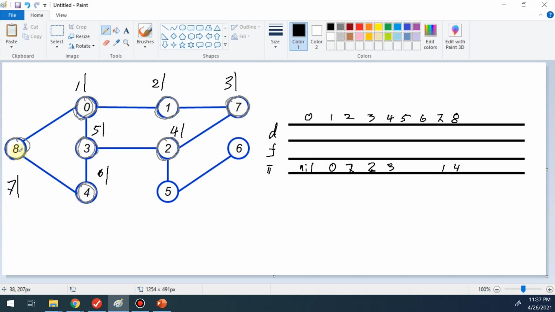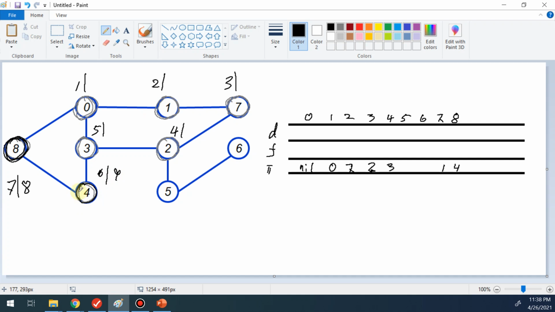And starting from this point, we will find that for the 8, there's nowhere to go. There's no adjacent white nodes, so I'm going to color this 8 black and say the finishing time is 8. Then I go back to 4. For the 4, there's no other nodes to go, so the finishing time will be 9.